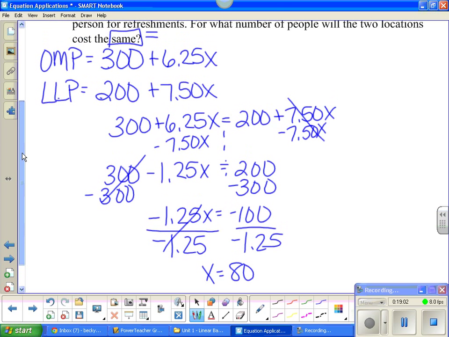Okay, now go back here. And that's your answer. 80 is your answer. But go back up here to the top. Which one is more cost effective, cheaper, for a small amount of people? Well, that would be this one, because they're charging you less up front, even though they're charging you more per person. But once you get over 80 people, this one's going to be more efficient. Even though they're charging you more up front, they're charging you less per person.